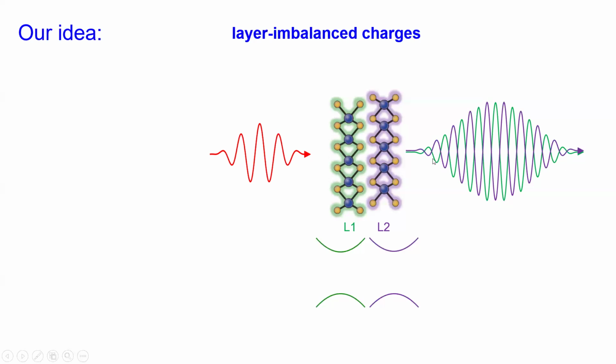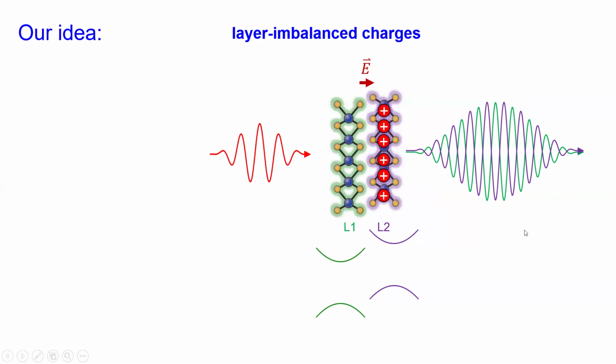We try to apply layer-imbalanced charges. The main idea is like this. The same configuration here, but we first apply charges without any electric field, and then we apply a tiny electric field. This small electric field can still break the layer degeneracy, but our aim is to accumulate charges in one layer. So after we apply the electric field, the charges will move to one of the layers.